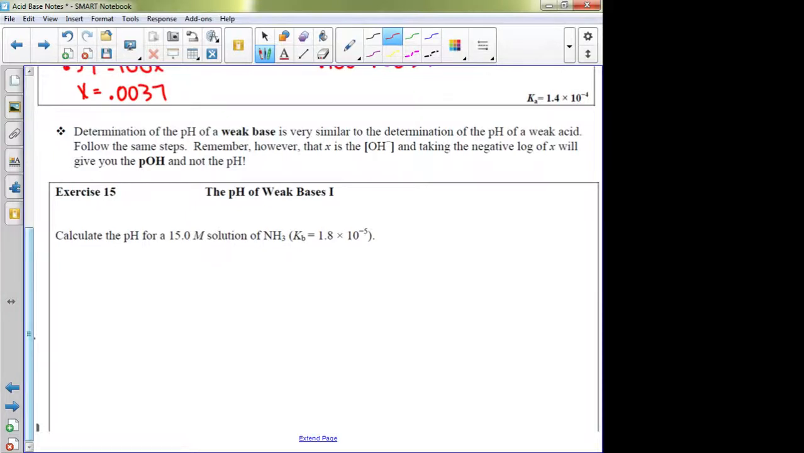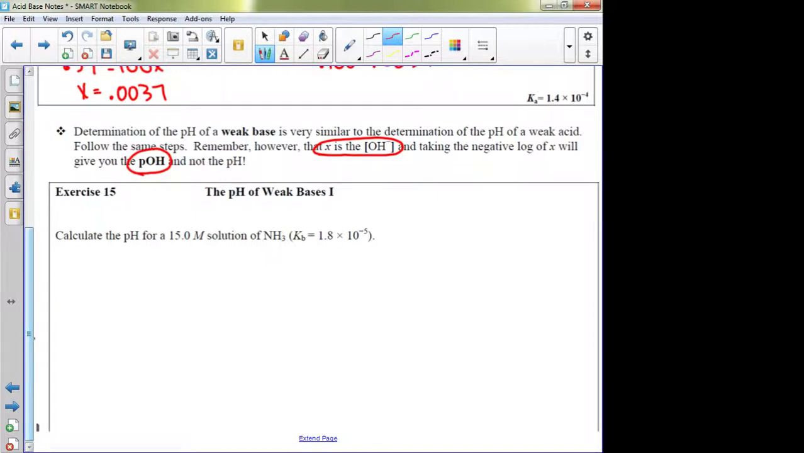Hydrogen. Okay? So now, what if they give me a weak base and ask me for the pH? If they give me a weak base, that means when I find X, X is going to be the hydroxide. So if I take the negative log of hydroxide, is that going to give me pH? No, that's going to give me what? pOH. But can I use pOH to find pH? Yes. And I should be able to do that easily.